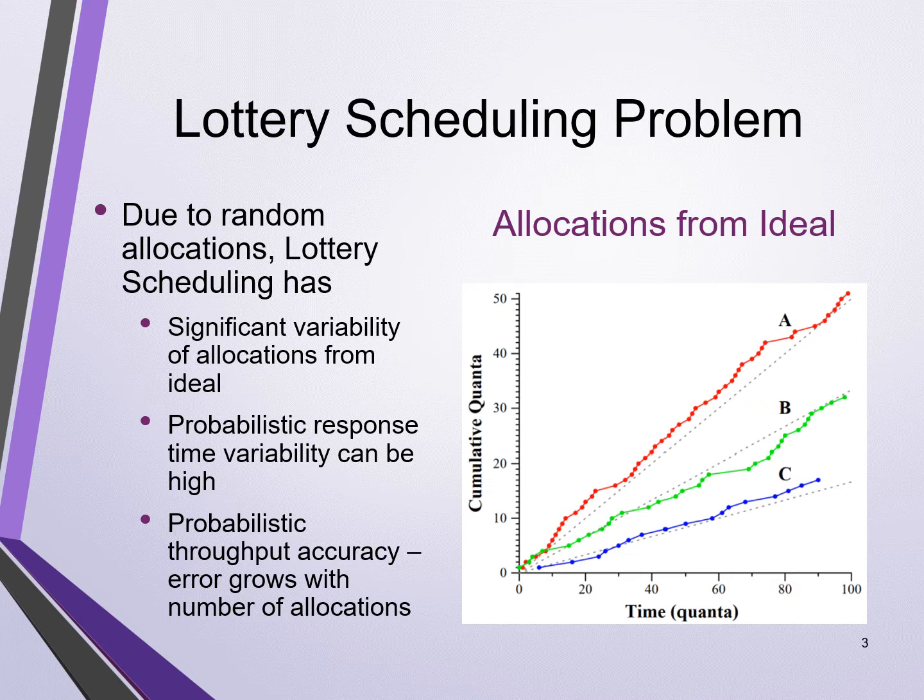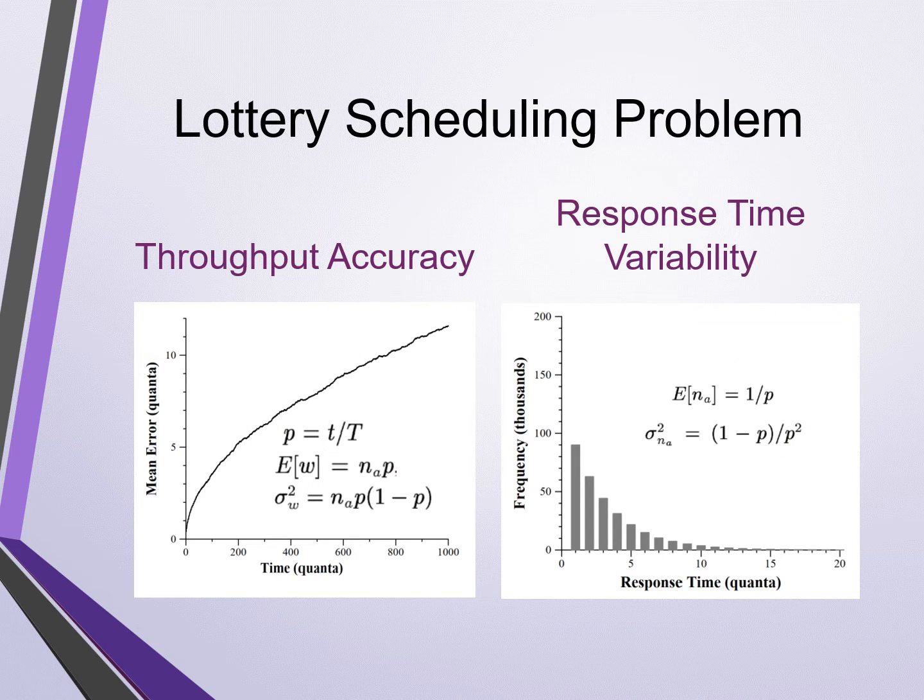Throughput accuracy, absolute error, causing the allocations from ideal, and the response time variability are discussed in the next slide. For throughput accuracy, under randomized lottery scheduling, the expected value for the absolute error between specified and actual number of allocations for any set of clients is O of the square root of the number of allocations. This is because the number of lotteries won by a client has a binomial distribution.